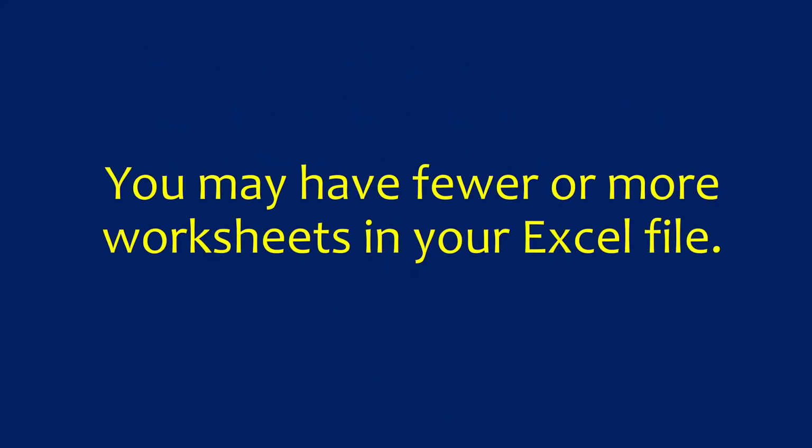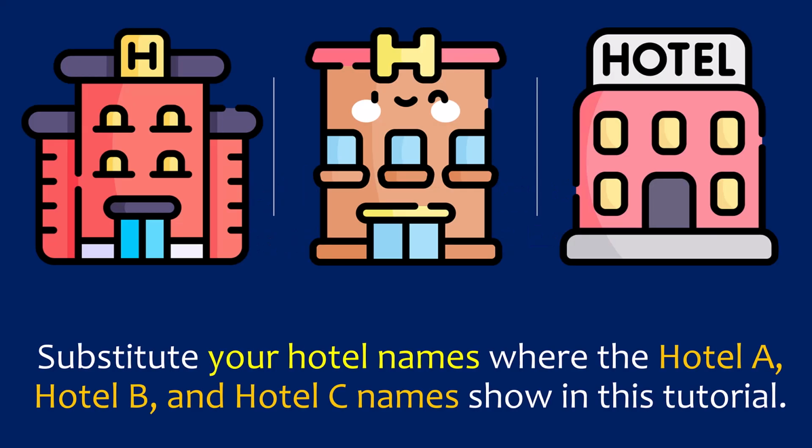You may have fewer or more workbooks in your Excel file. That's okay. I just wanted to mention it. Substitute your hotel names where the Hotel A, Hotel B, and Hotel C names show in this tutorial. You may want to make note of which hotel name is your Hotel A, which name is your Hotel B, and which name is your Hotel C.